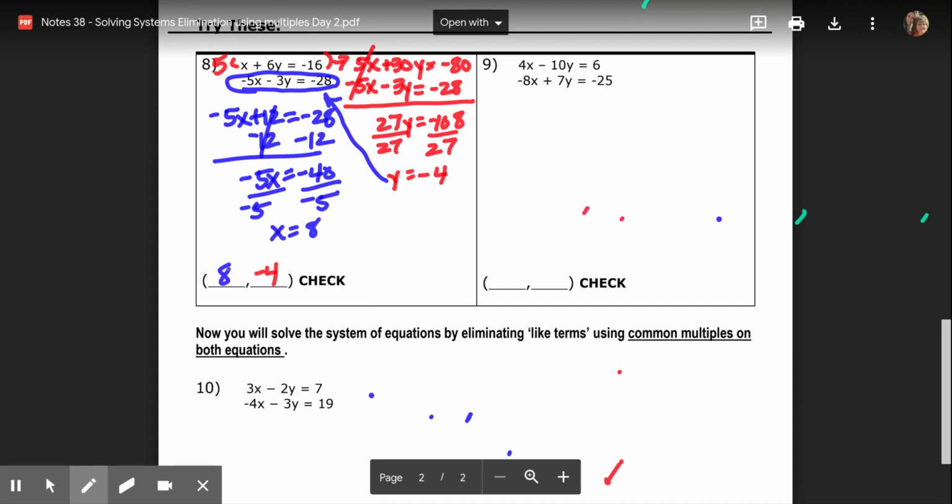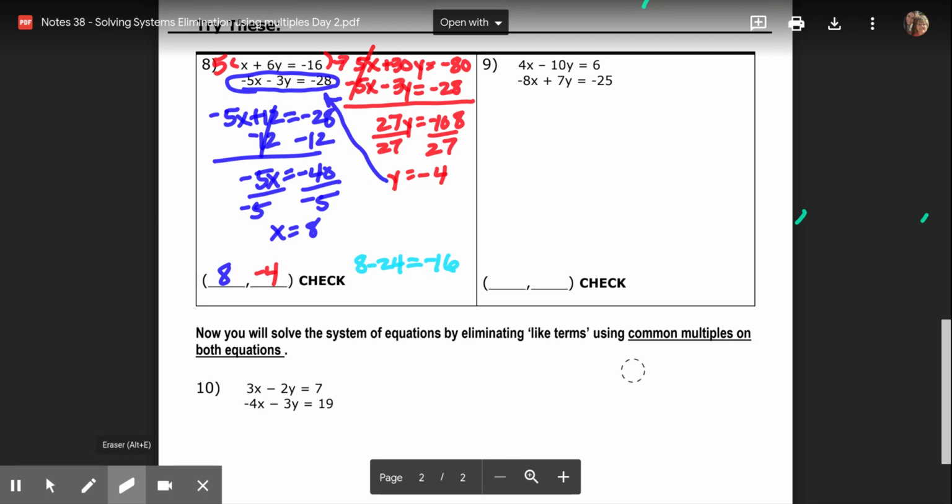All right, then of course we always want to check it. So I'll just use the top original equation. x plus 6y equals negative 16. So x is 8, plus 6 times negative 4, that's minus 24. Does that give us a negative 16? So 8 minus 24 equals negative 16. Yes, it does. All right, so let's go ahead and take a look at problem 9.